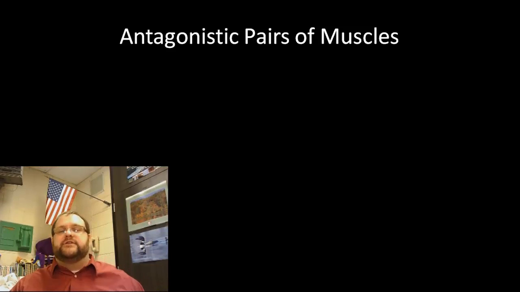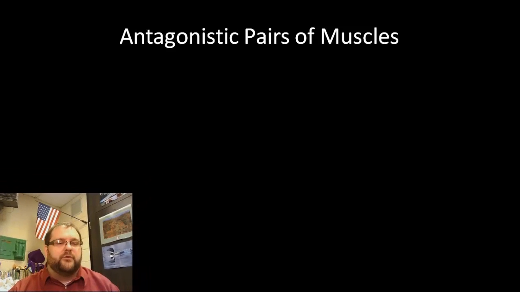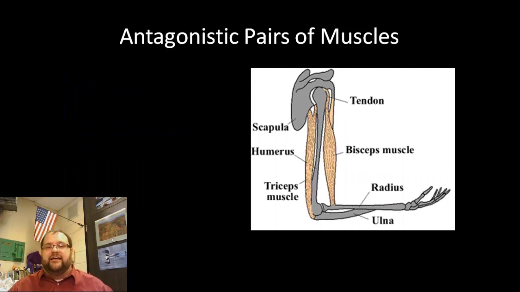Antagonistic pairs of muscles. So here's a huge concept in muscle anatomy, in talking about muscles and how muscles work. Muscles work as what we call antagonistic pairs. So if I'm going to look at this region where he's obviously in some pain here, in this region where we have our triceps and biceps, I'm going to look at that region of our arm. And what's actually going on there is this.